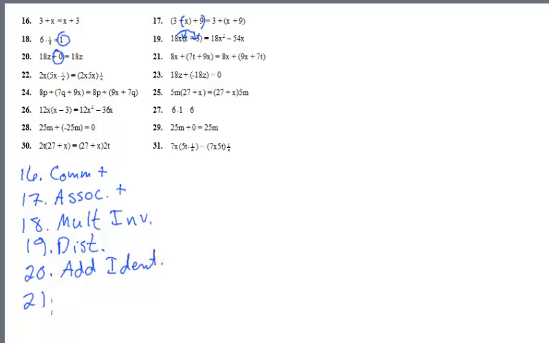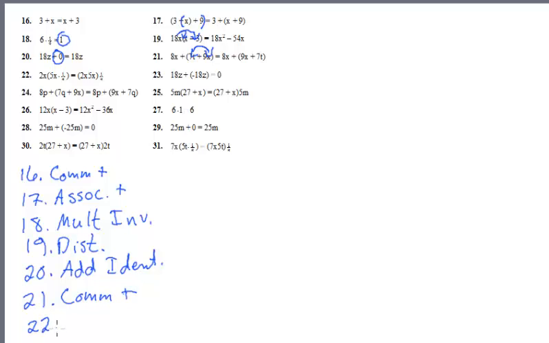Number 21. 8x plus 7t plus 9x equals 8x plus 9x plus 7t. As I read that, you can tell that the parentheses didn't move, but it was the 7t and the 9x that switched places. Switching places is commutative, and they switched around a plus sign.